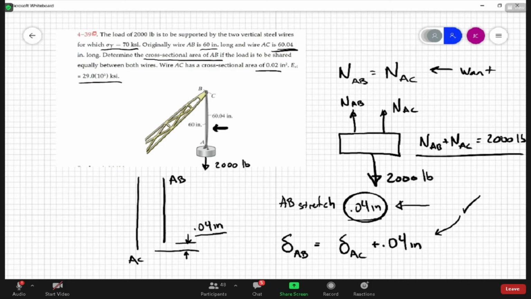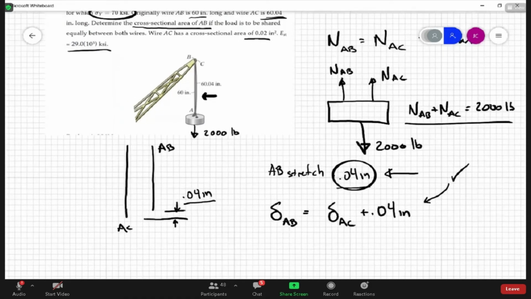I'm still confused why they gave us the yield stress, because I'm betting it's going to be below yield. They don't say whether it's perfectly plastic or anything. So okay, let's figure it out. Let's not worry about that.